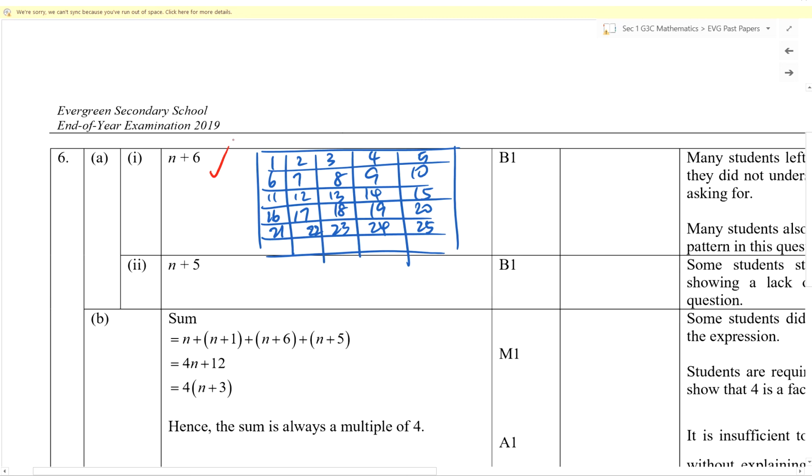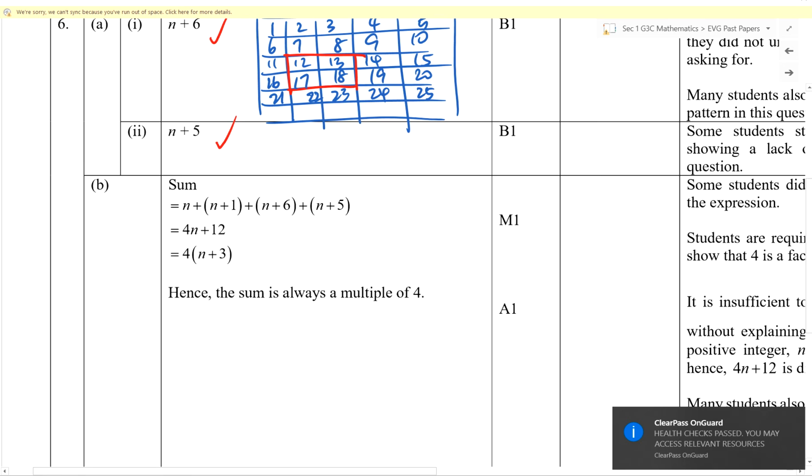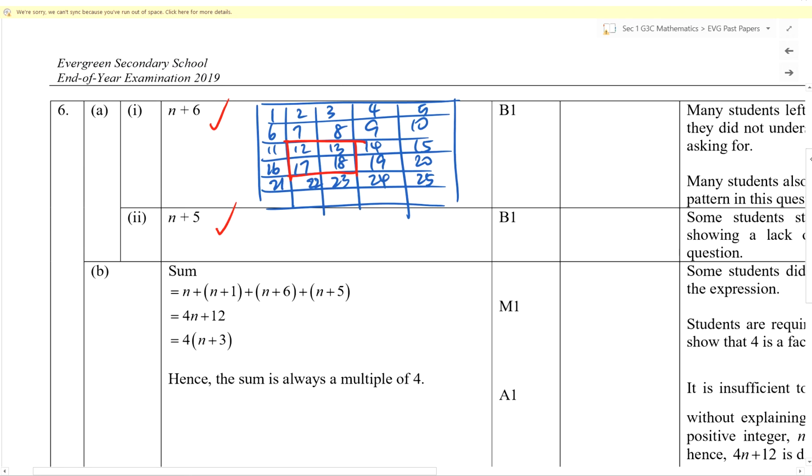So what about the number exactly below n? Back to the original box that they chose for us. Now if 12 is n, the number below it is just plus 5. No matter where you put the box, it will be the number on top plus 5 to get the number at the bottom. So next, part B. They want you to find the sum of the 4 numbers in the outline, and they want you to show that it is always a multiple of 4. So this is related to part 1 and part 2.